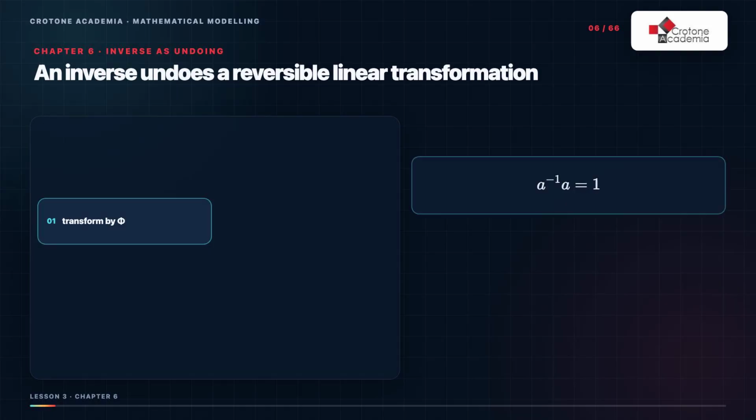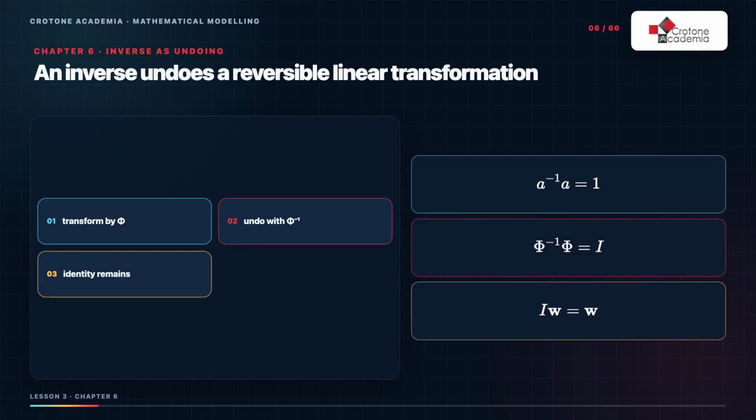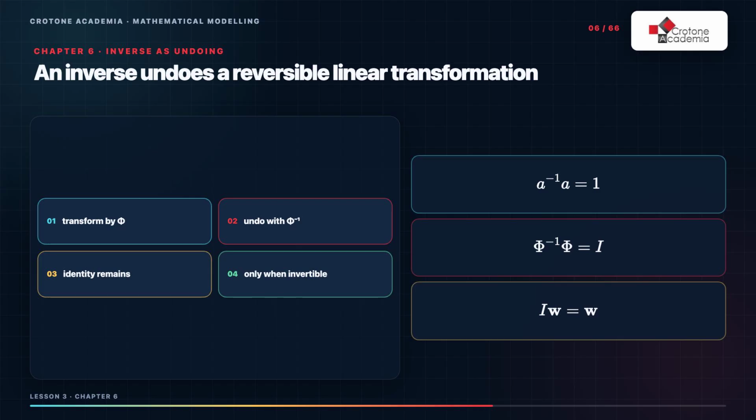For an ordinary, non-zero number, multiplication by its reciprocal undoes multiplication by the number. A matrix inverse plays the corresponding role for a reversible linear transformation. If Phi is invertible, Phi inverse times Phi equals the identity matrix. The identity leaves every vector unchanged. This is an operation statement, not ordinary division. Matrix multiplication has an order, so we must multiply from the correct side.